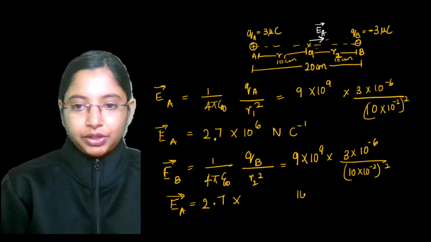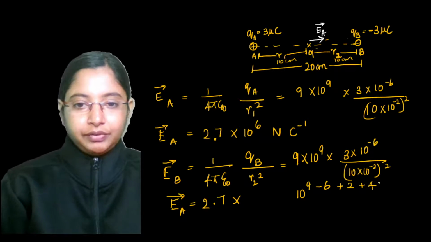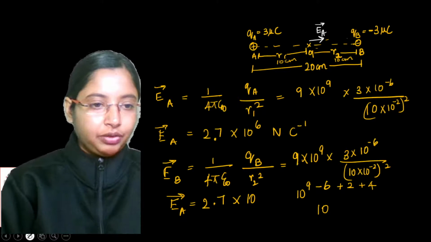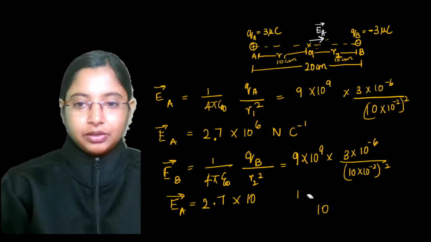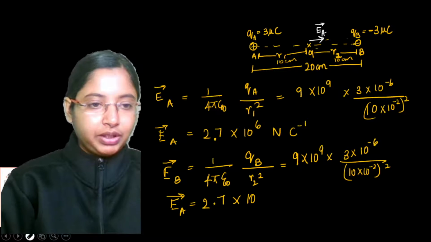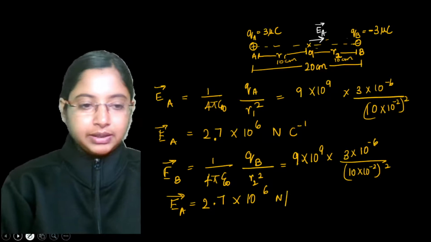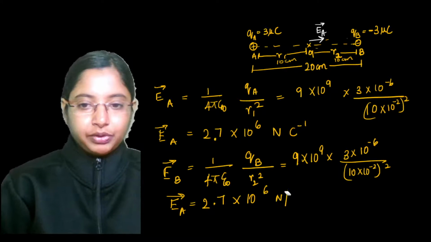Then you have 10 to the power of 9, then minus 6, and here you get 10 square. When it comes up, it becomes plus 2. Then you will have plus 4 as well, right? You cancel them and get 10 to the power of 7. I'm taking a decimal point inside, so I'll get 10 to the power of 6 finally. So over here I'll get 2.7 into 10 to the power of 6 Newton per Coulomb. That's the field acting at this point.